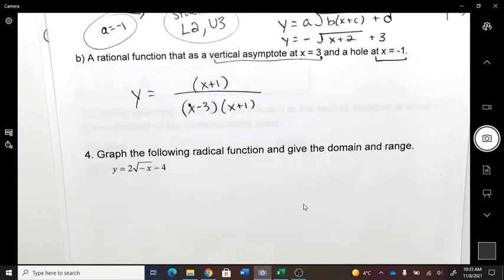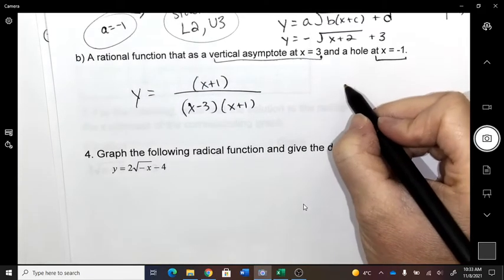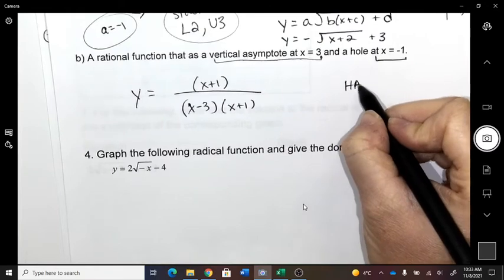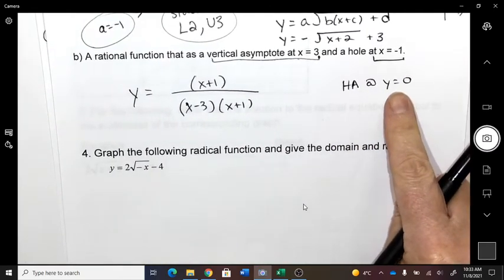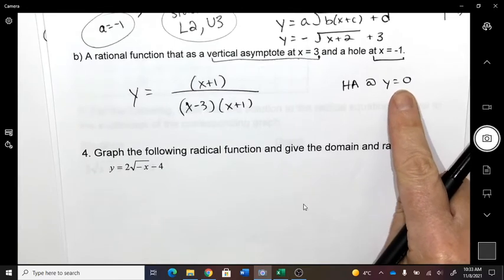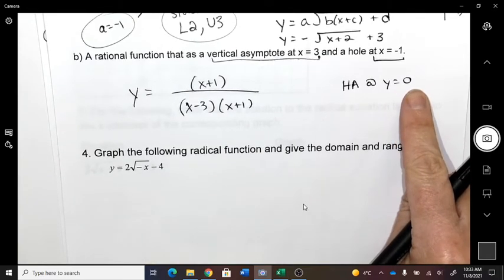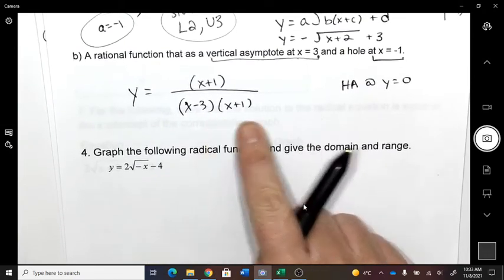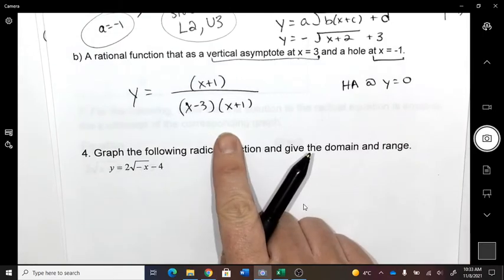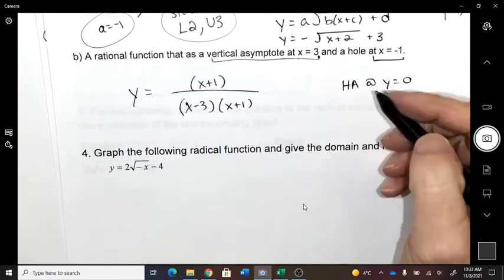Like what if I told you about some horizontal stuff? If you need a horizontal asymptote at y equals 0, did you meet that criteria? Yeah. So if I had said that, you'd be good, right? Because you have a higher degree on the bottom.